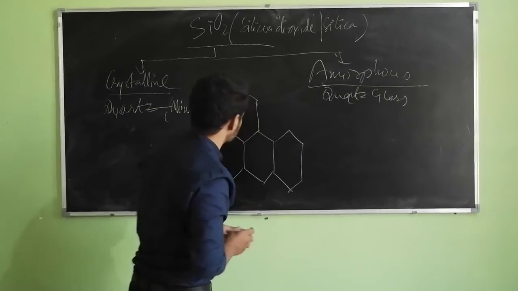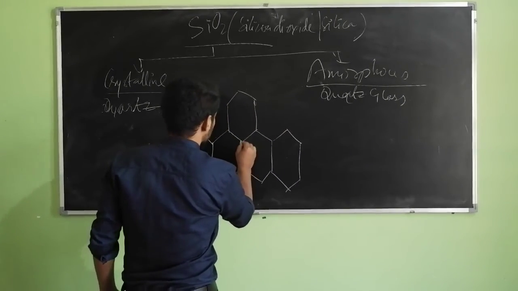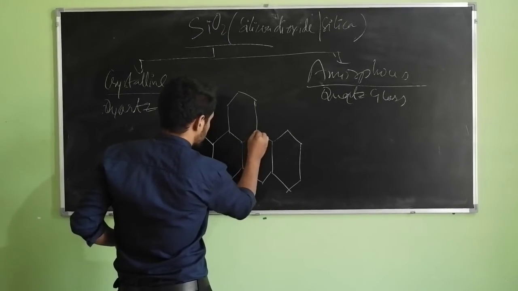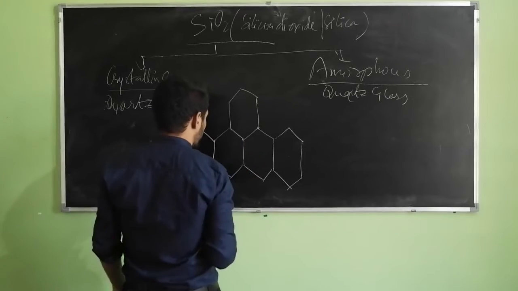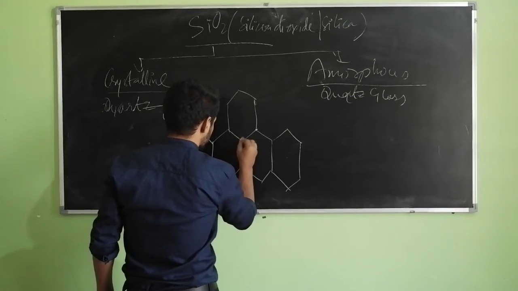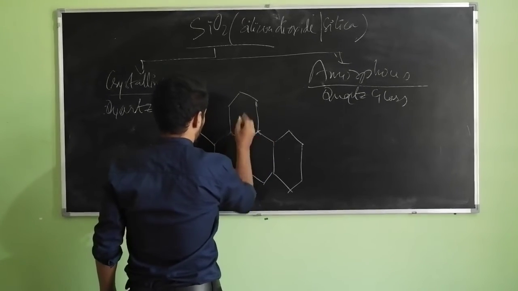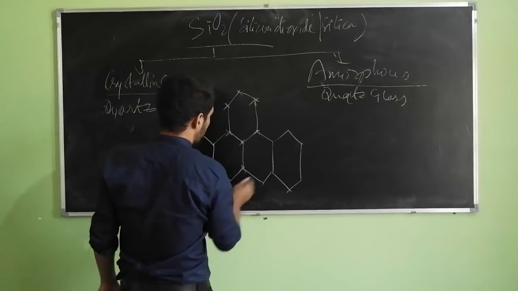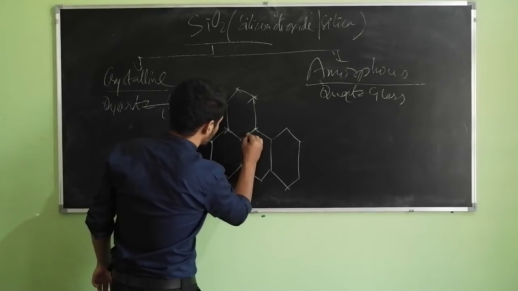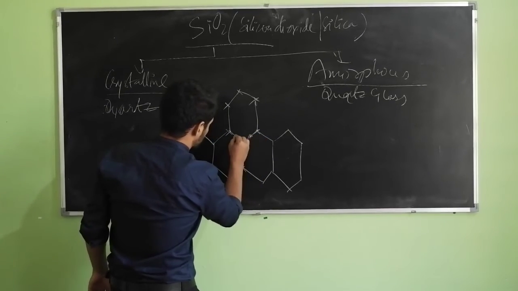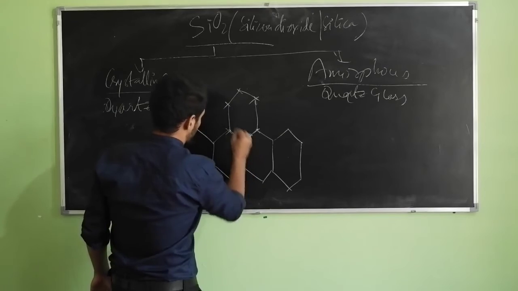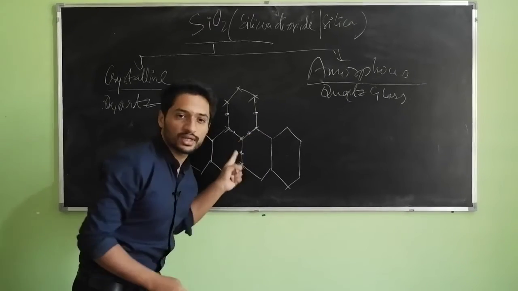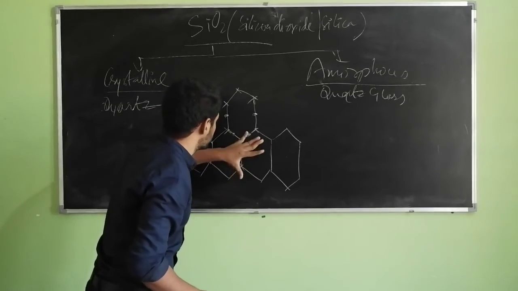As we know, there are two atoms, silicon and oxygen. At these vertices, we have silicon. I'll represent these vertices by a cross. At every cross, we have silicon. In between two silicons, we have oxygen. So this oxygen is being shared by two silicon atoms.